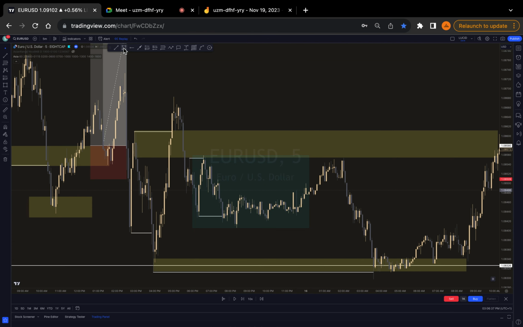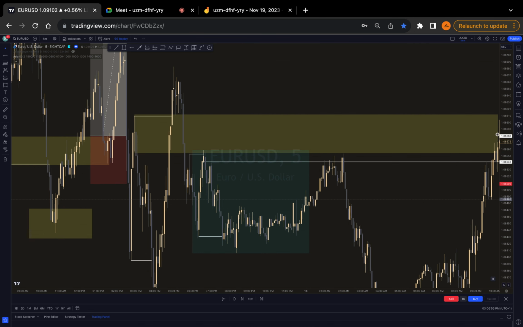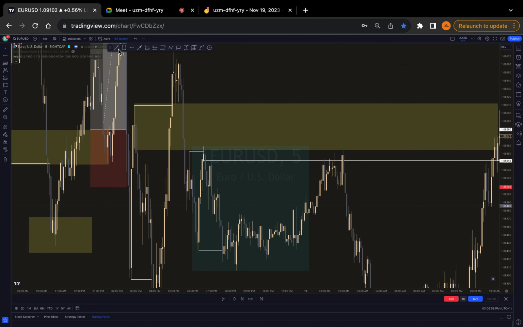Now, mind you that when it swept this guy and came back, it reclaimed it. You get? It reclaimed it, but it did not fill this other block here. It did not fill this other block here, thereby leaving what? This high as what?